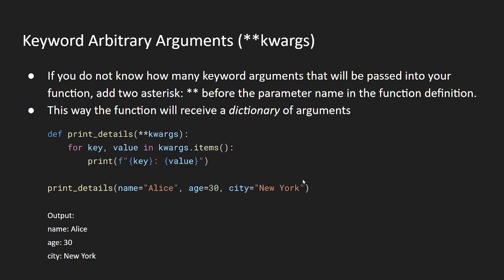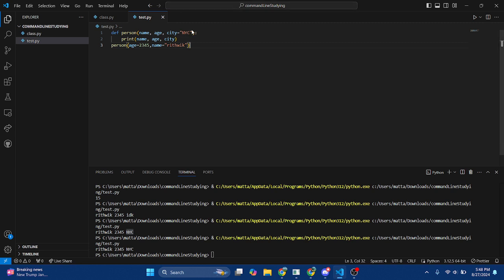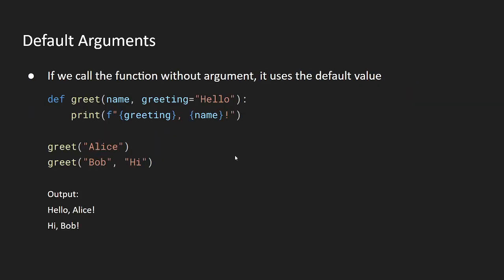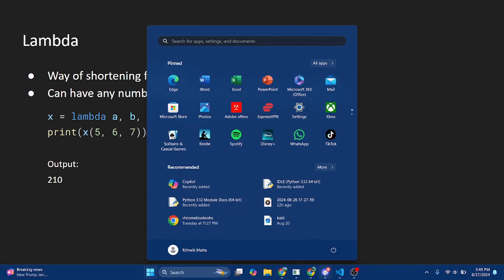And then there's keyword arbitrary arguments. Let's just print the keywords, and then let's just do that. So it's going to give us a dictionary. Age is 2, 3, 4, 5. Name is Ritwik. So that's what a keyword argument is. Oh, and then we already did default arguments. Let's do lambdas.